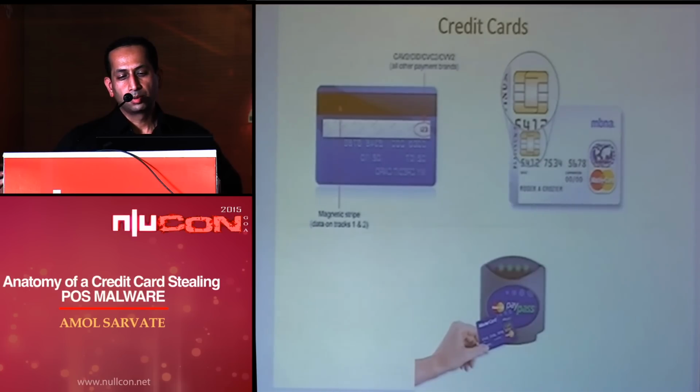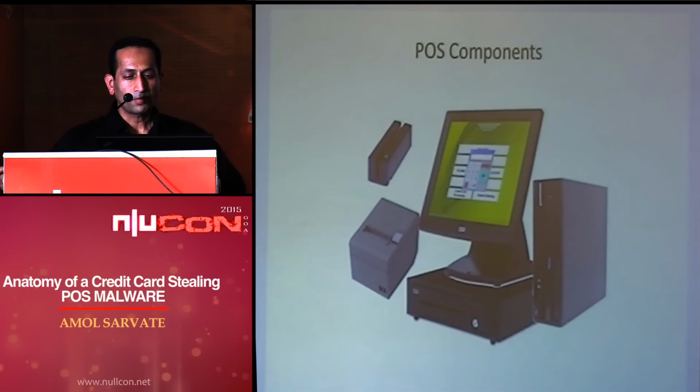So we'll talk more about the magnetic stripe card in this presentation, because almost all the attacks last year were targeting the magnetic stripe credit card. And a lot of you may have a combination of the top two credit cards. So you may have a chip, but you may also have a magnetic stripe behind it. So it really depends. And this is a typical POS system.